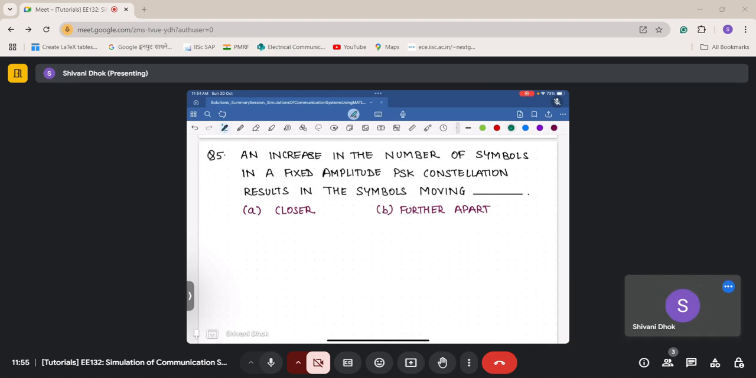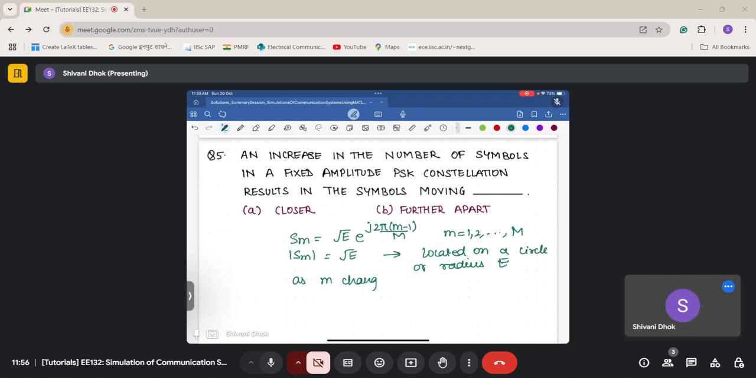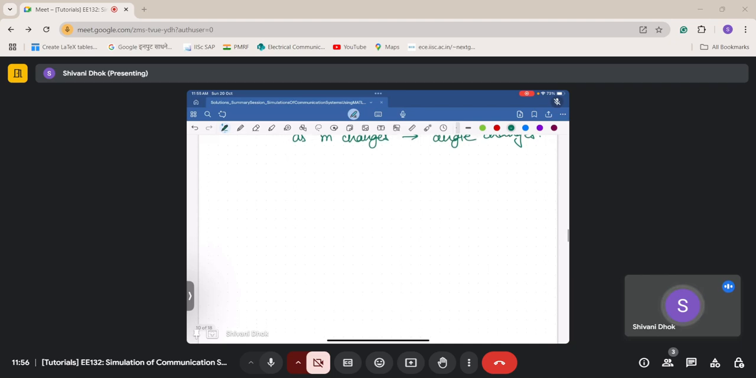So how does your PSK look? Your PSK signal looks as under root E e power j 2 pi (m minus 1) by M, capital M, and this m varies from 1, 2 and so on till capital M. So now if you see, your magnitude of Sm is root E, which means these are located on a circle of radius root E. So as m changes, the angle changes. Okay. So how does it change? Let us do that now.